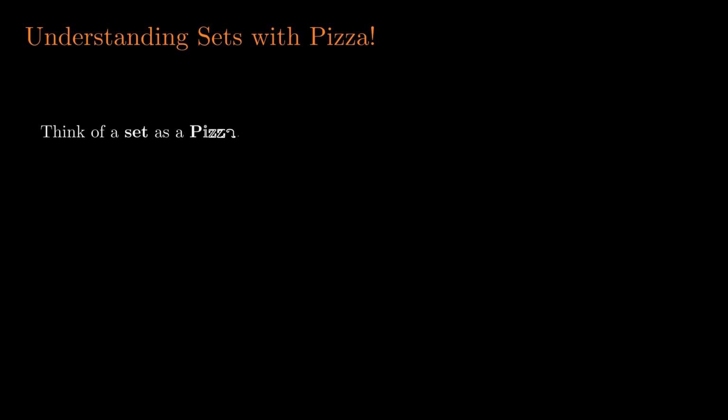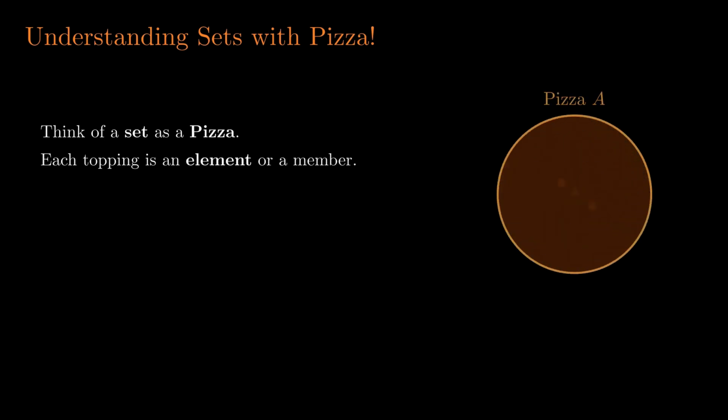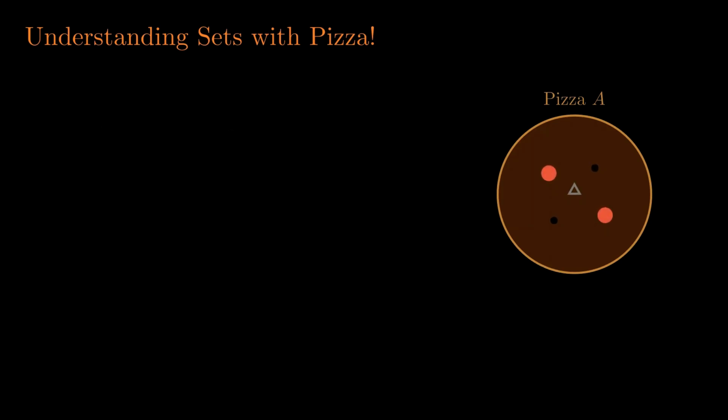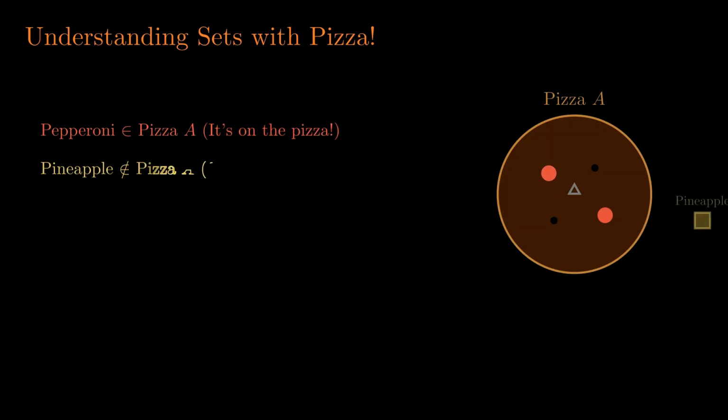To understand sets, let's imagine a pizza. A pizza is a collection of toppings. Each topping is an element of that pizza. Pepperoni is on the pizza, so it is an element of pizza A. But pineapple is not on this pizza, so it is not an element.